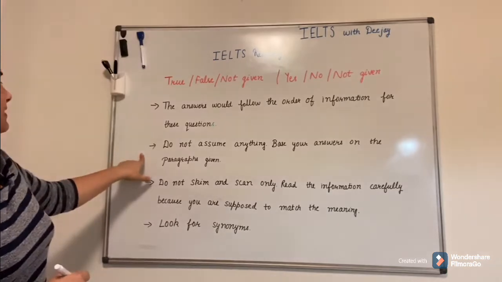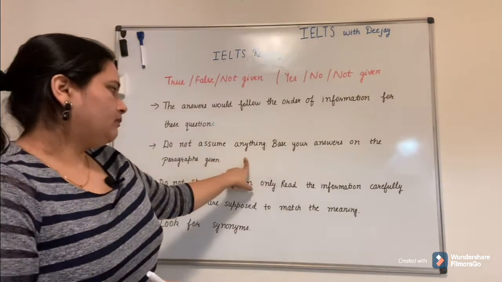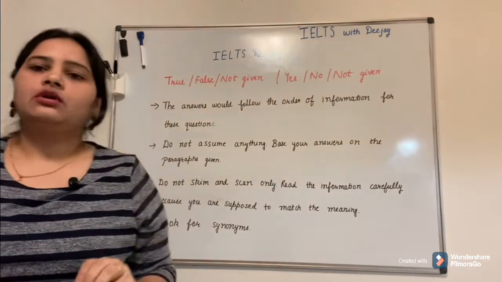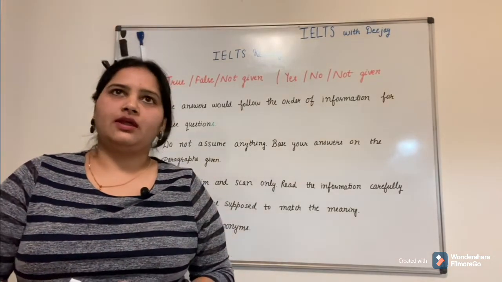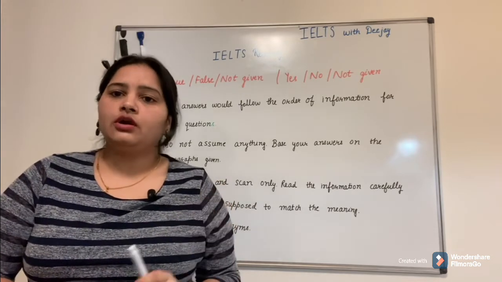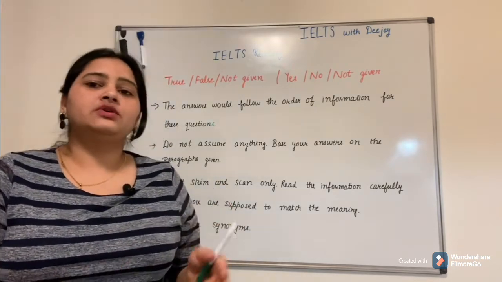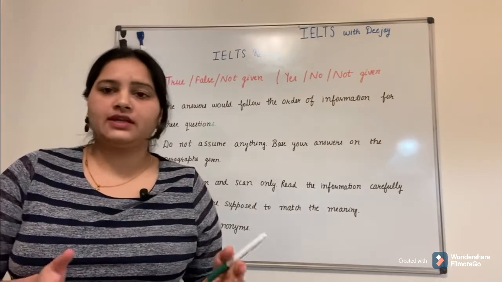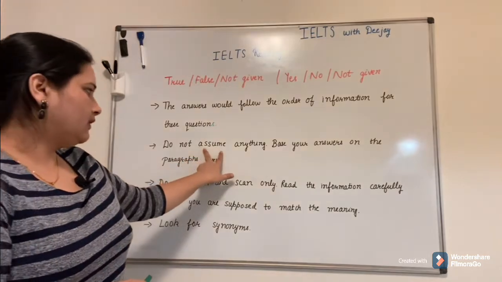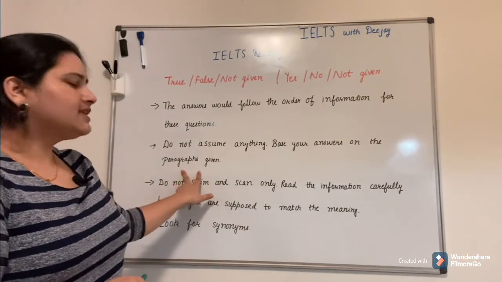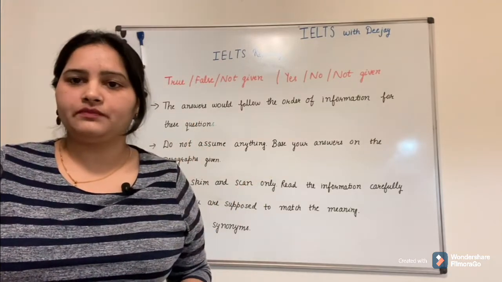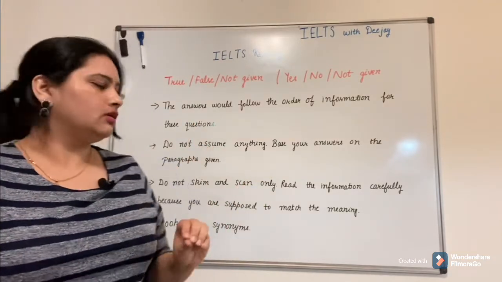Okay. Next is, do not assume anything. Base your answers on the paragraphs given. You do not have to assume anything. If you think that, yeah, this information can go, this can be true, you should not go for that, because the information can be changed. It's a test, they can do anything. So you have not to assume anything. Whatever is given in the paragraphs, you have to base your answers on that only. This is really, really important.